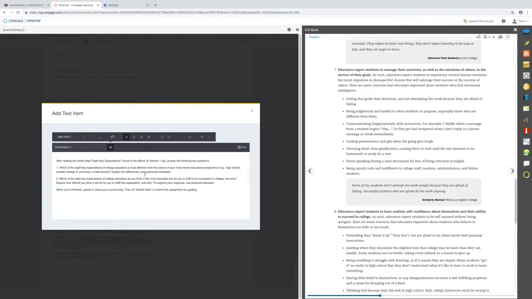And then the second part of it is, which of the 8 key expectations do you think is most important for you to be successful in college, and why? So why now do you think it would be most important? So that's there. Once you're done, you're going to go ahead and save it.